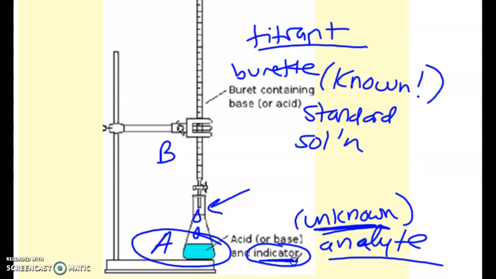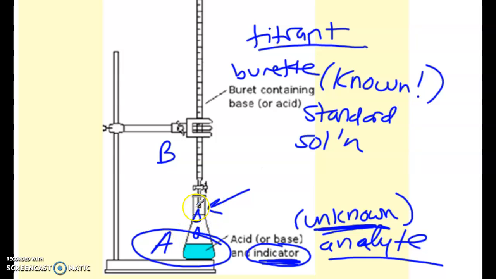So what we do is we add a substance that will change colors. Because when the color changes, when it becomes neutral, we know to stop. So let's say this is a blue color. Obviously, it's just a cartoony picture, but let's say this is a blue color, but when it turns green, we know to stop adding it in.